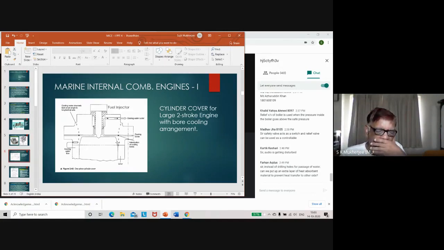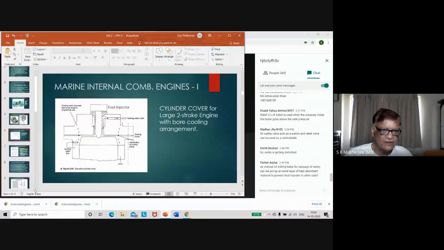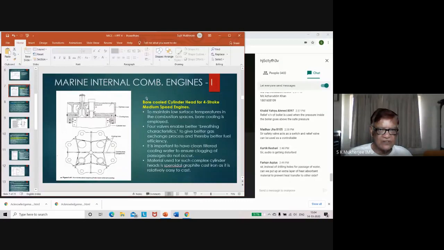Okay, let's go on to our next diagram. Okay, now this is a diagram which you may be able to draw. You can practice it if you want. And this is to show you how bore cooling is achieved in four-stroke medium-speed engines. Okay, let's read on it. To maintain low surface temperature in the combustion spaces, bore cooling is employed. Understandable.